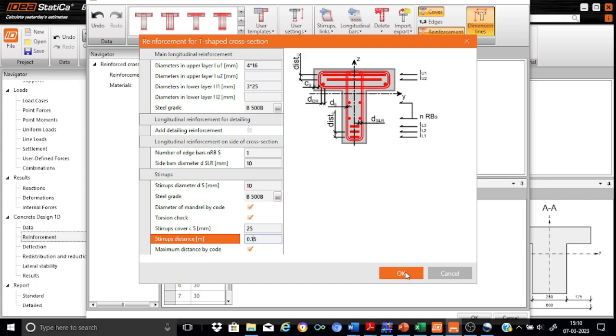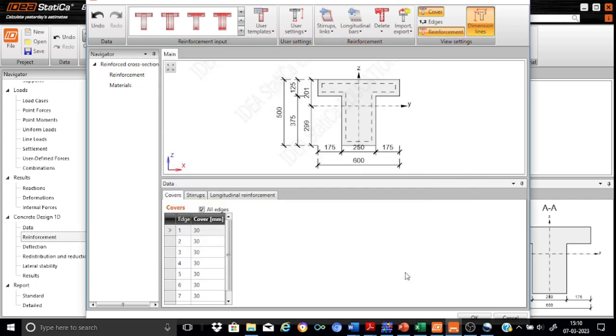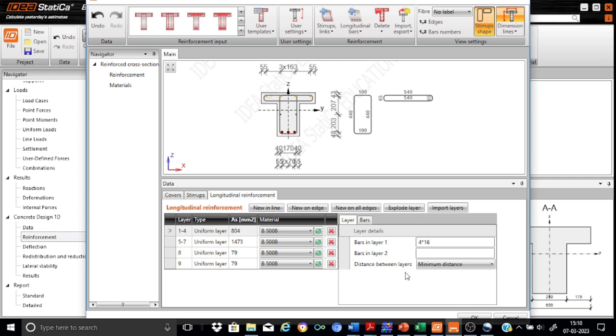So this is okay for me. You can find that the details are provided over here. Essentially it consists of 3 bars at the bottom, 4 bars at the top, and you will find that there are 2 shear legs as shown over here, right? So this is acceptable to us. You can press OK here.